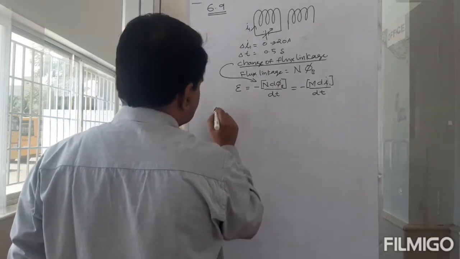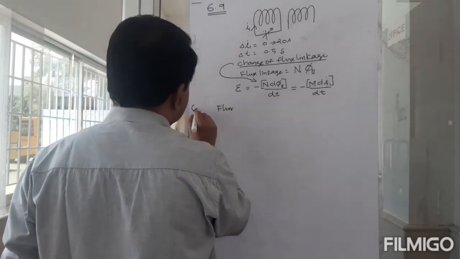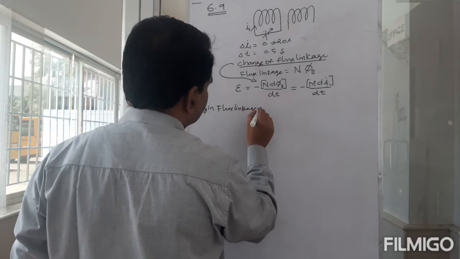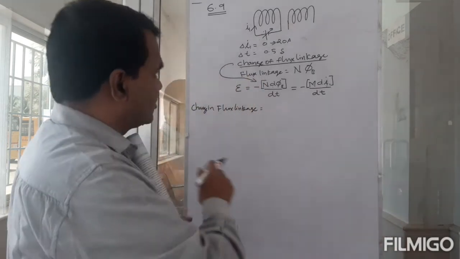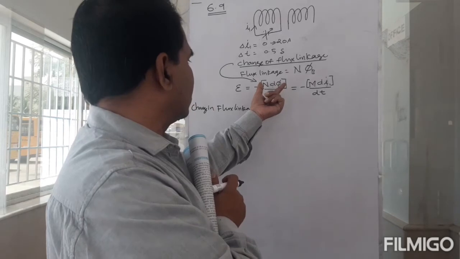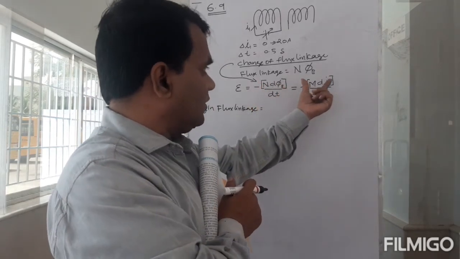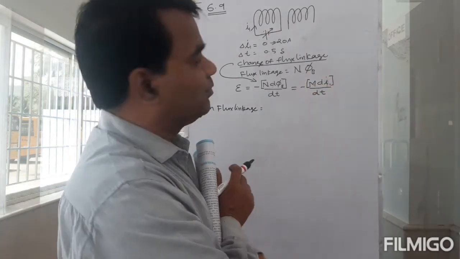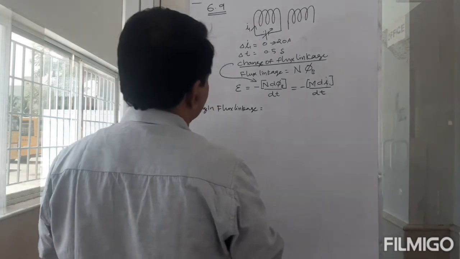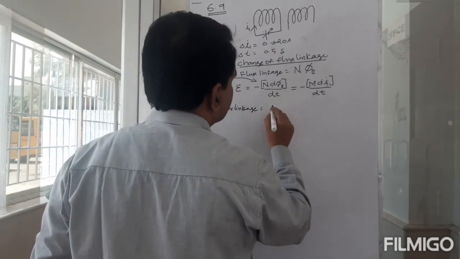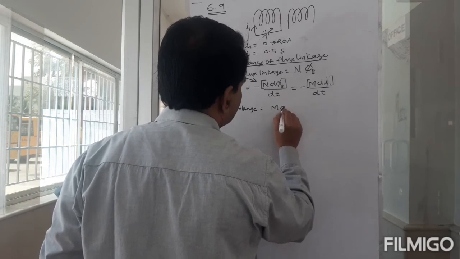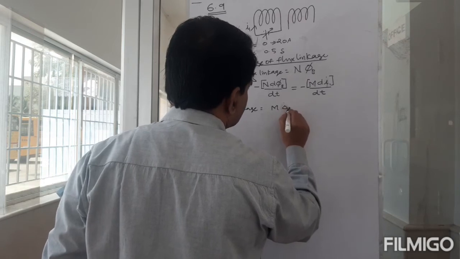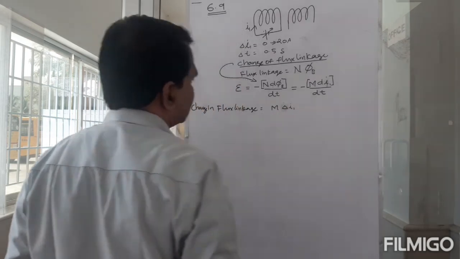I should have said, if this is a change of flux linkage, this must also be the change of flux linkage. So the change of flux linkage is N d phi equal to M dI or M delta I. So this must be that.